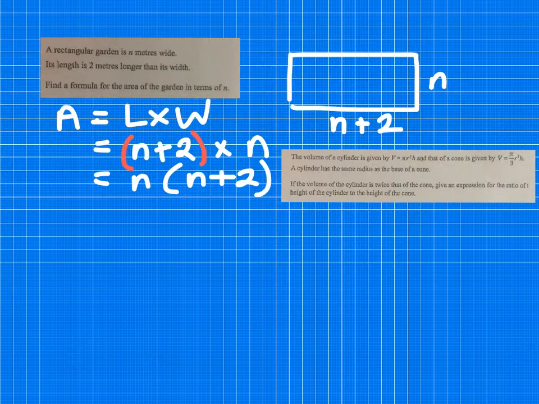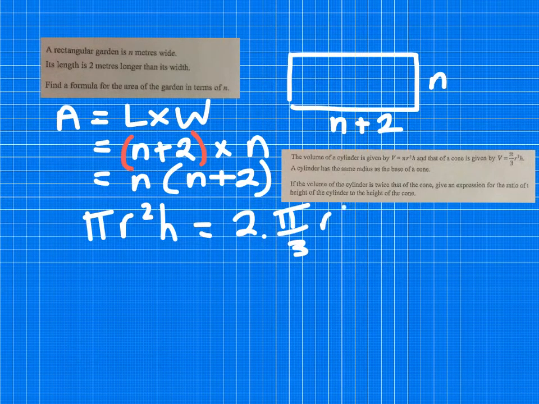The volume of a cylinder is given by V equals pi r squared h, and that of a cone is given by V equals pi over 3 r squared h. The volume of the cylinder, pi r squared h, is actually double the volume of the cone. So the volume of the cone is equivalent to 2 lots of pi over 3 r squared h.